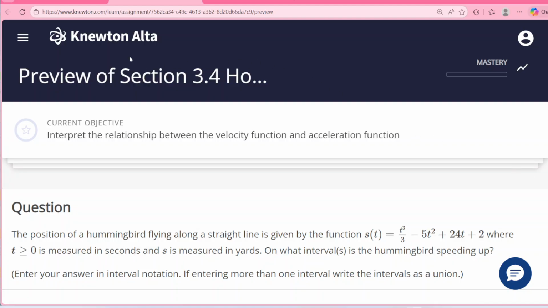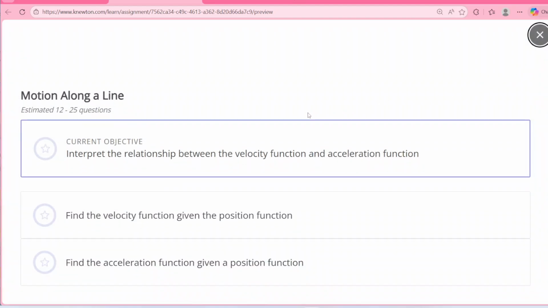So here we are at Knewton Alta. We have a preview of the derivatives as rates of change assignment, which for this particular version of a calculus class I am teaching, is section 3.4. You should see a mastery bar in the upper right hand corner. This tells you how far along you've gotten in the assignment. Next to that, an activity log, which shows you all of the objectives from the assignment. So in this particular assignment, there are the 3 objectives here that are all related to motion along a line.